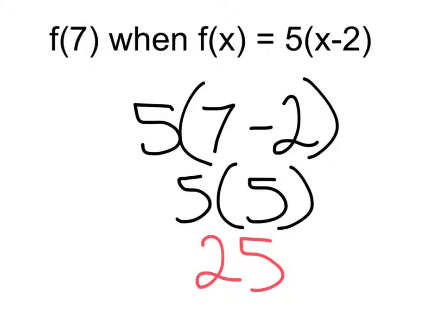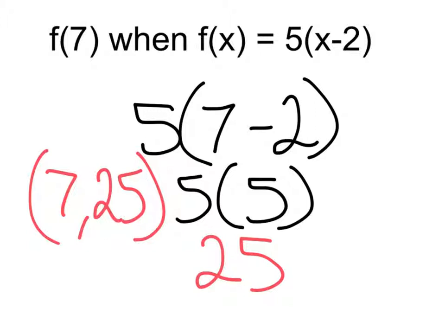So our x is going to be 7, and our y is going to be 25. Those are our ordered pairs. That's the coordinates.